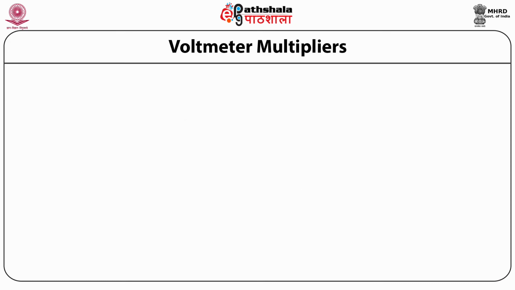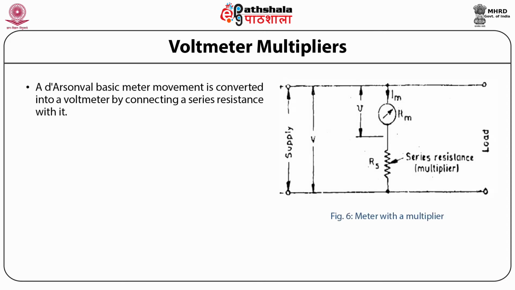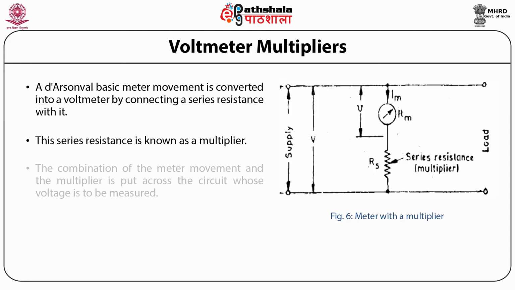Students, now let us study the voltmeter multipliers. A d'Arsonval basic meter movement is converted into a voltmeter by connecting a series resistance with it. This series resistance is known as a multiplier. The combination of the meter movement and the multiplier is put across the circuit whose voltage is to be measured. Figure 6 shows the meter with a multiplier.